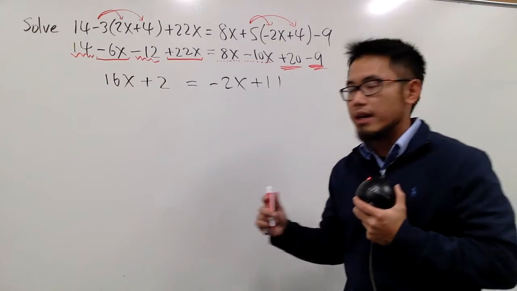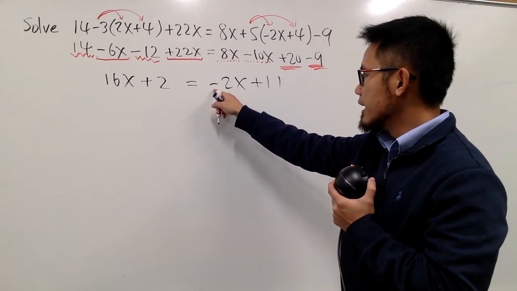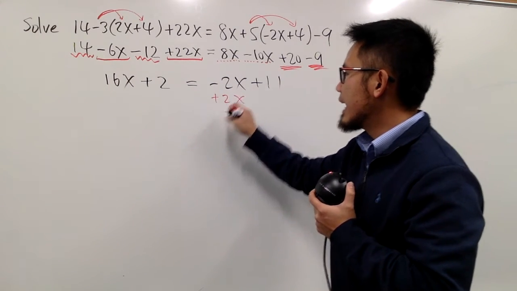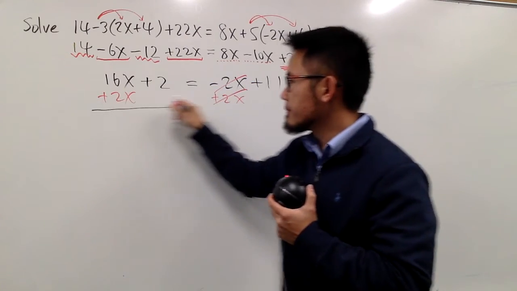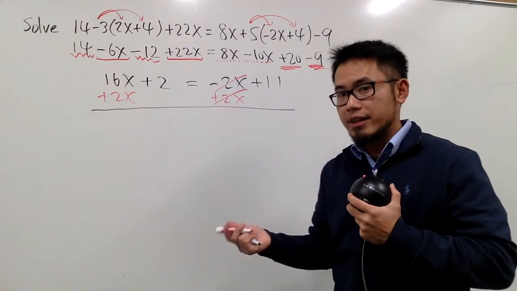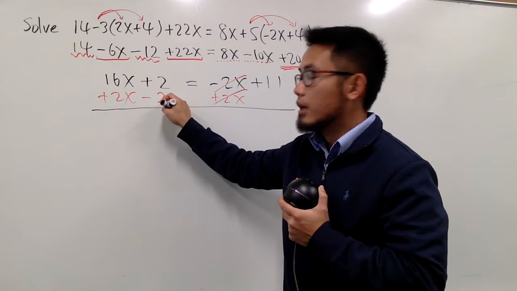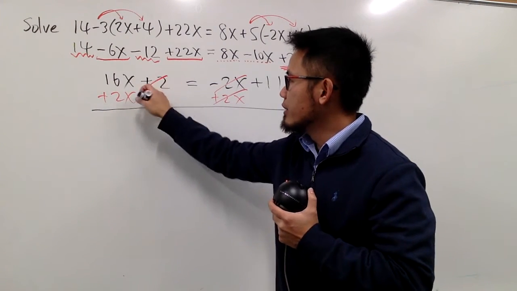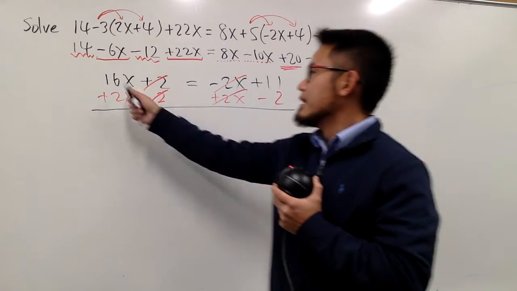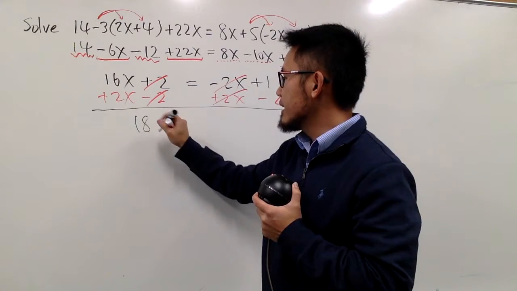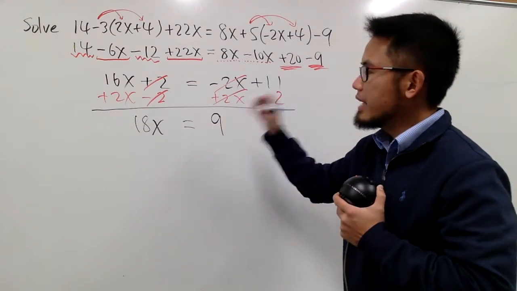Now, we will move all the x from the right to the left, right? So with that being said, this is the negative 2x. Let's go ahead and add 2x on both sides, so that this and that will be cancelled. And we can also do another step right here as well, because I can also minus 2 on both sides, so that I can bring the number to the other side. And be sure you minus 2 right here. Now we see 16 plus 2x, that's 18x. And this is equal to 11 minus 2, that's 9.